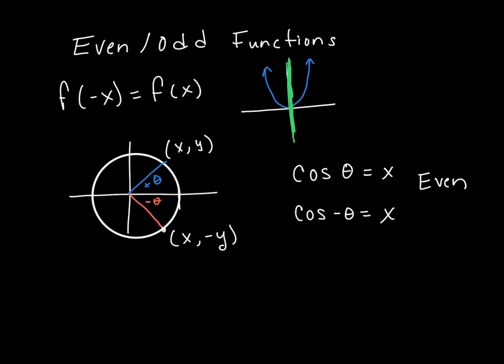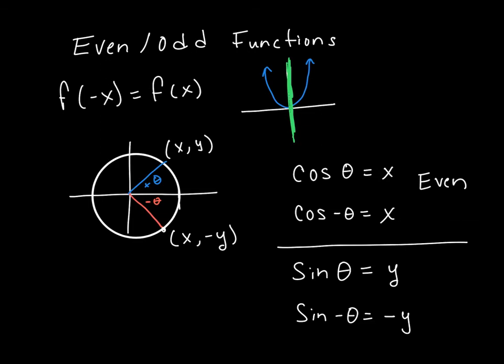So if I use the next one, which is the sine of theta, the sine of positive theta is going to equal y. But if I have the sine of a negative theta, that is just equal to negative y.